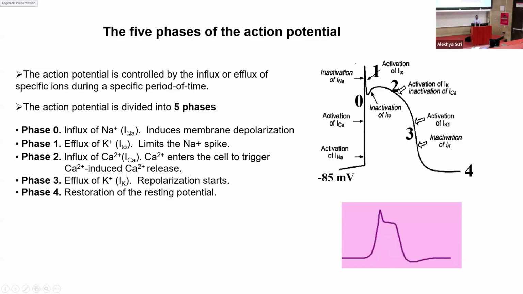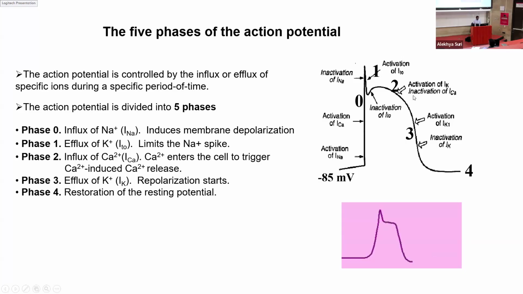As I said before, the sodium ions are very, very low inside the cell in a resting cell. So once the action potential develops, the sodium channel gets activated. That induces the membrane depolarization. So you will see a peak, and then there will be an activation of the potassium channel called Ito channel, which is an efflux of potassium. This one will limit the entry of sodium, and thereby it will prepare the cell for the repolarization step.